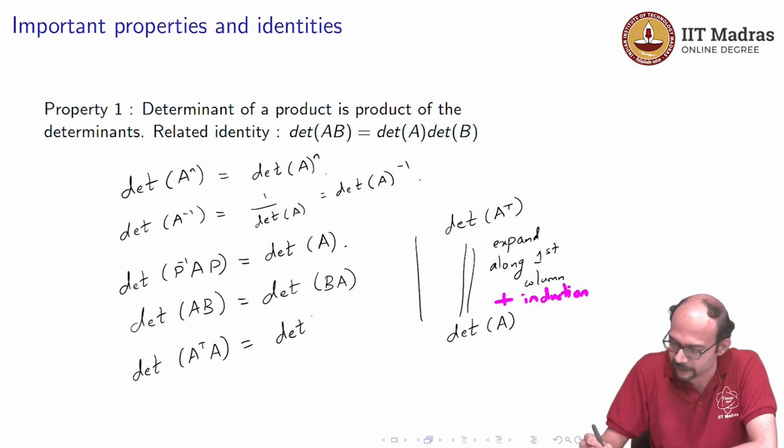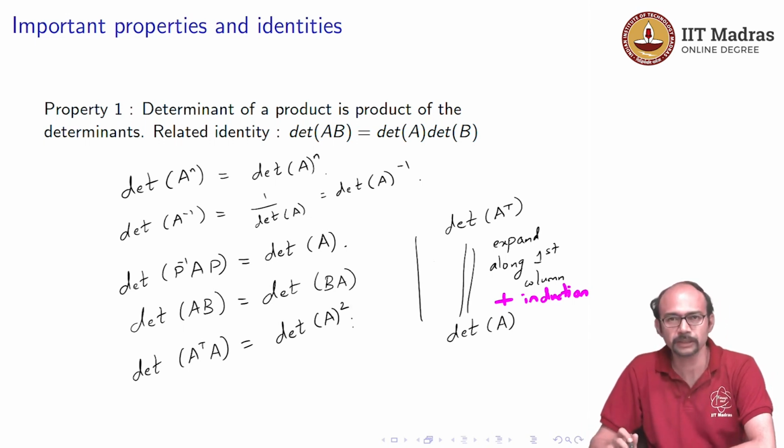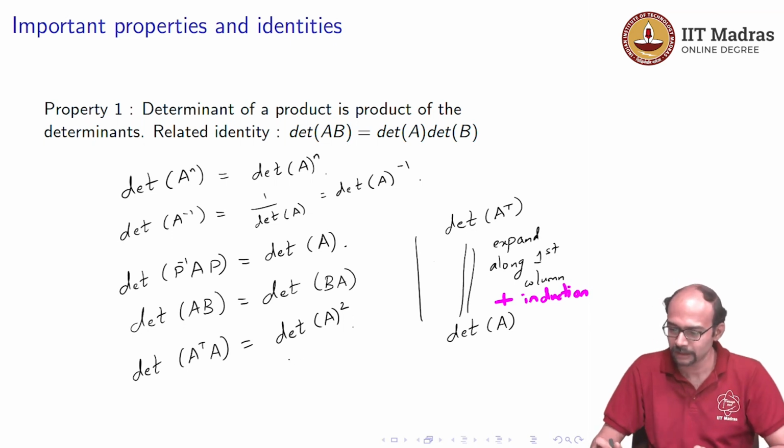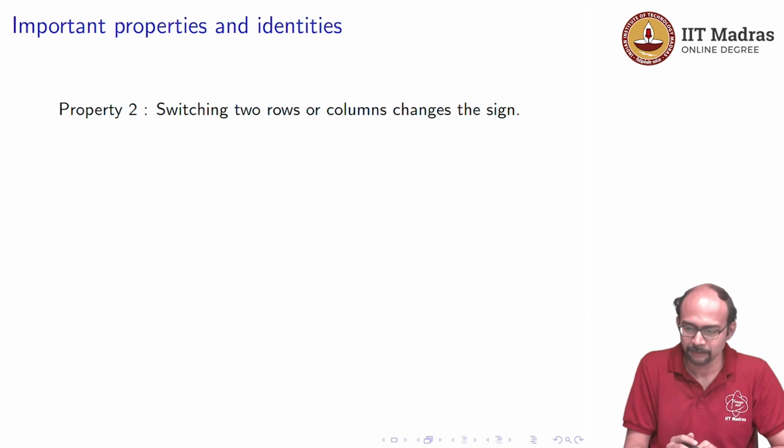Okay, so once we know this, determinant of A transpose is determinant of A. So determinant of A transpose A is determinant of A squared. Okay, this might not seem very interesting right now, but maybe at some later point you might find expressions of this type coming up. Okay, so with this long list of interesting observations, let's go on to another property.